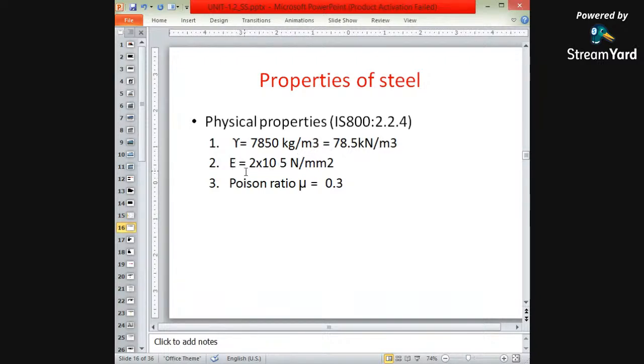What is the modulus of elasticity? E is nothing but the modulus of elasticity. So the modulus of elasticity of steel is considered as 2 into 10 to the power 5 Newton per mm square. Okay, it is not 10^5 as a number written 105. It is 10 to the power 5 Newton per mm square. Again, what is Poisson's ratio mu? Poisson's ratio mu for this steel is 0.3. So these are the basic properties of steel: the density of steel, modulus of elasticity of steel, and Poisson's ratio of the steel.